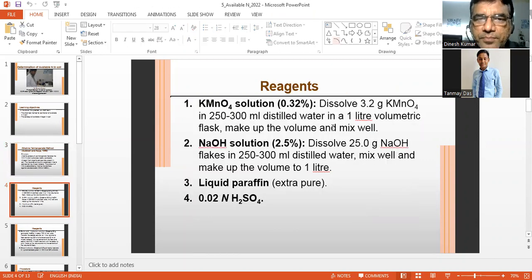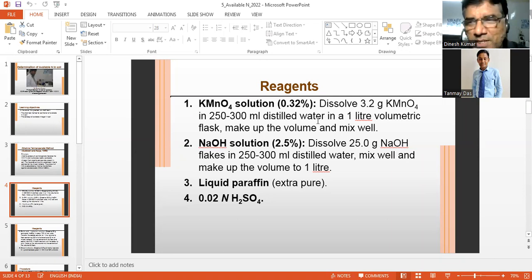Here the reagents are potassium permanganate solution 0.32%. This is in percent. Dissolve 3.2 gram KMnO4. The nature of KMnO4 is alkaline. Therefore, some people call it the alkaline permanganate method. Dissolve 3.2 gram KMnO4 in 250 to 300 ml distilled water and make up to 1 liter. So that will be your 0.32% solution of KMnO4, potassium permanganate.